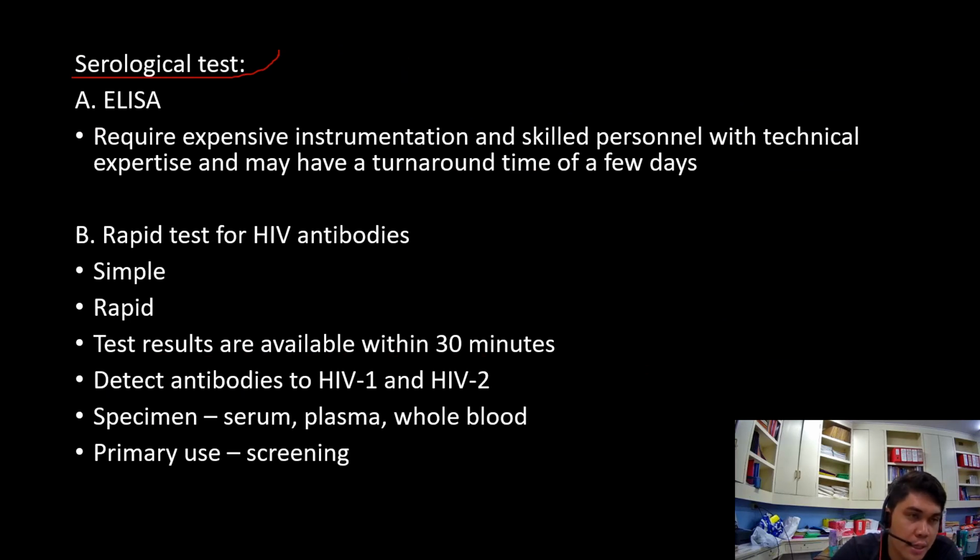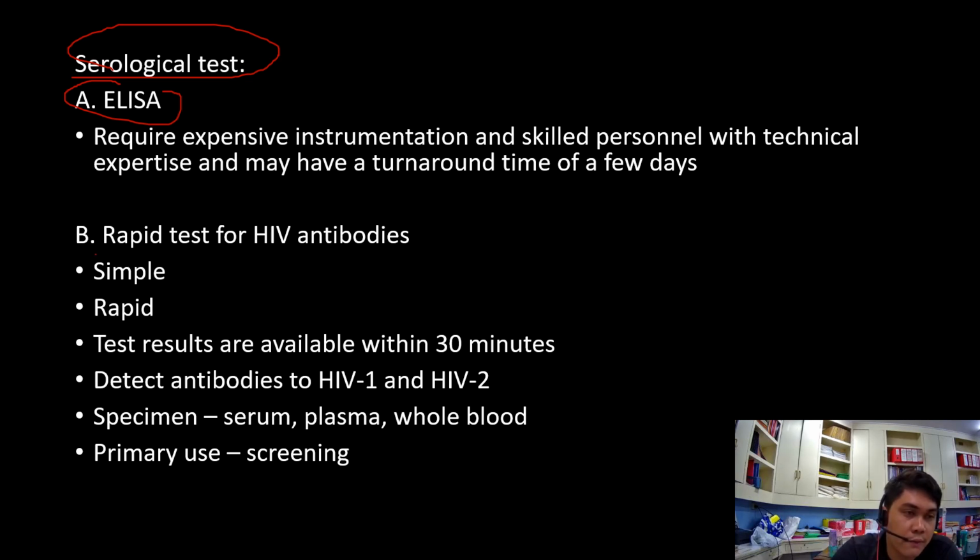So for serological test, you can use ELISA. It requires expensive instrumentation and skilled personnel with technical expertise, and may have a turnaround time of a few days. That's for ELISA. The purpose of ELISA is to check the presence of antibodies against HIV.